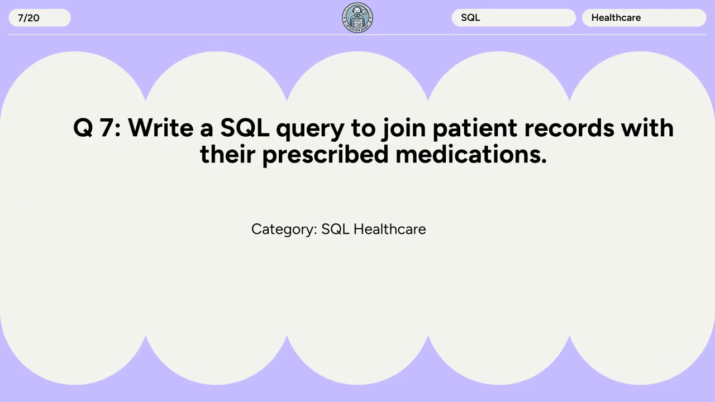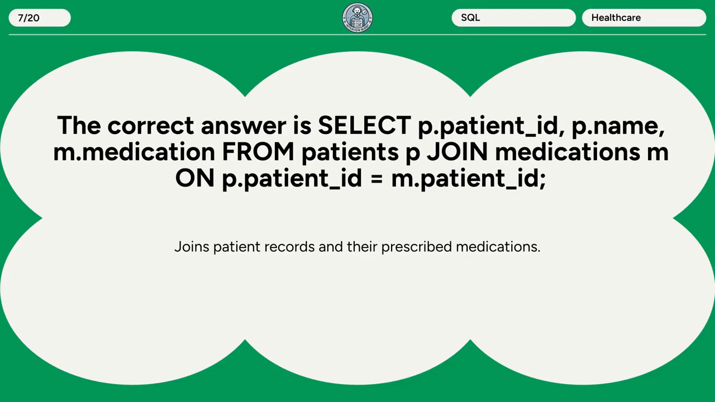Question 7. Write a SQL query to join patient records with their prescribed medications. The correct answer is: SELECT p.patient_id, p.name, m.medication FROM patients p JOIN medications m ON p.patient_id = m.patient_id. Joins patient records and their prescribed medications.